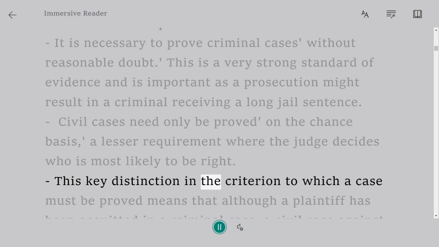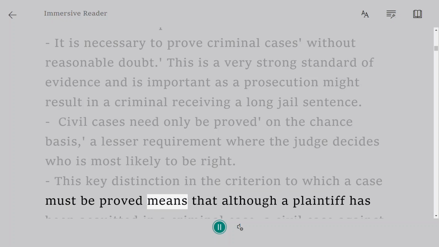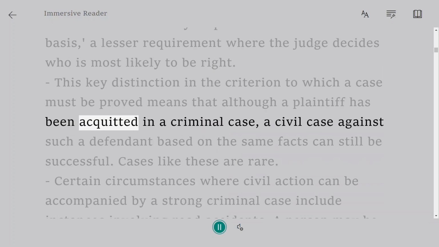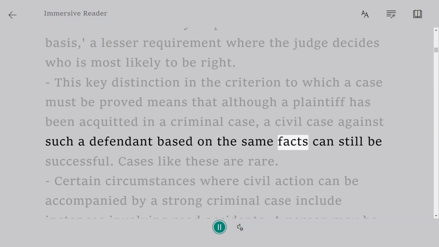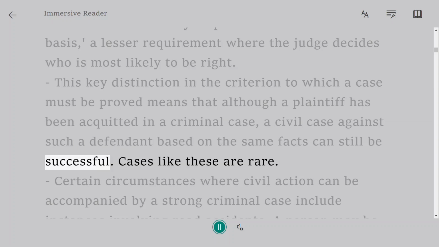This key distinction in the standard to which a case must be proved means that although a defendant has been acquitted in a criminal case, a civil case against such a defendant based on the same facts can still be successful. Cases like these are rare.